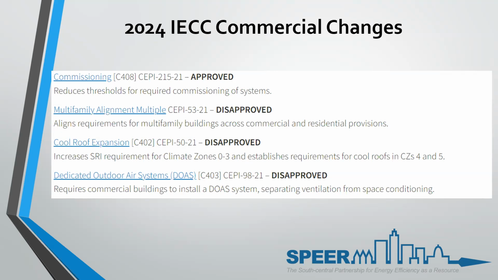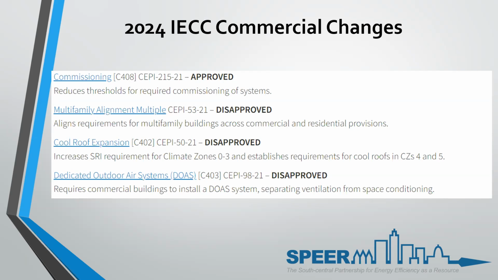Cool roof expansion, that was also not approved. Basically, this increases the SRI requirement for climate zones 0 through 3 and establishes requirements for cool roofs. It's something out there now that people are awarding in above-code programs, or we're part of looking at some of the weatherization of buildings in a community. There's a push for cool roofs. A lot of times that is just a membrane that's applied that's either a lighter color, bright white, or has reflectivity to it, or some kind of UV protector in it that will reflect and not absorb the radiant heat. So it's a cool roof thing that's happening.